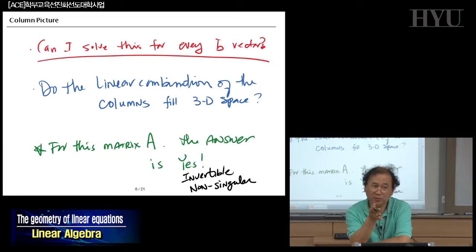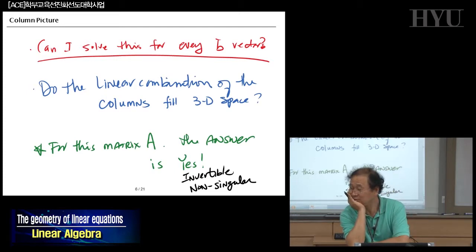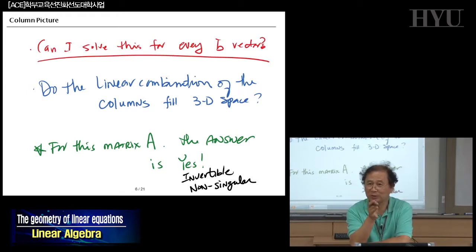In the previous example, we solved AX equals B for a specific value of B, right? The solution was 0, 0, 1, or whatever, right? But the value of B might be changing. It might be different, right? So can you solve them for every vector B?